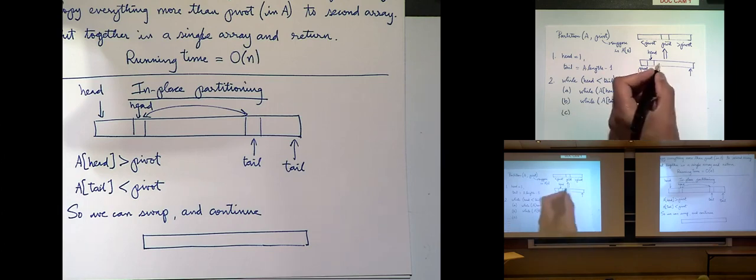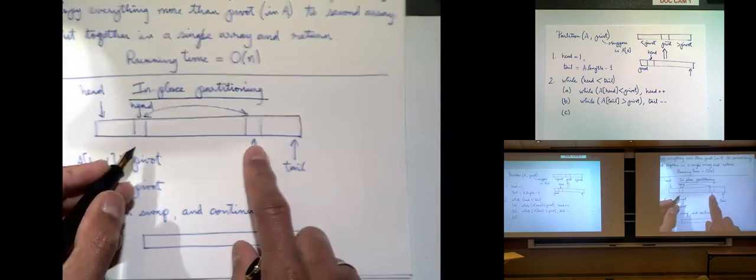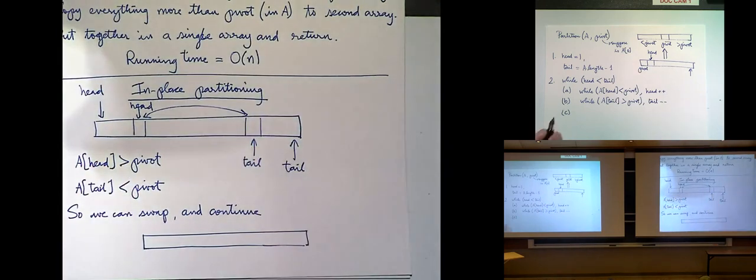And when they stop somewhere, I have to swap the elements. So I'll just swap A head with A tail. So I'm swapping the content. I'm not swapping the values of head and tail. Head and tail are indices. They stay where they are. I'm just swapping the content, swapping A head with A tail. Does that make sense? And so you keep doing this. So when you end, head is equal to tail.